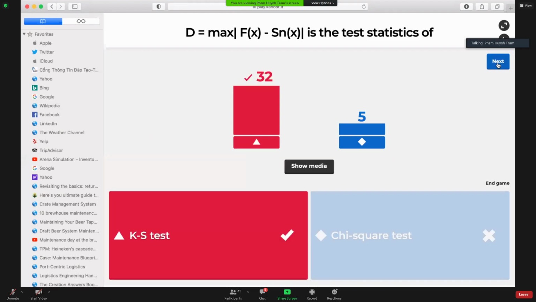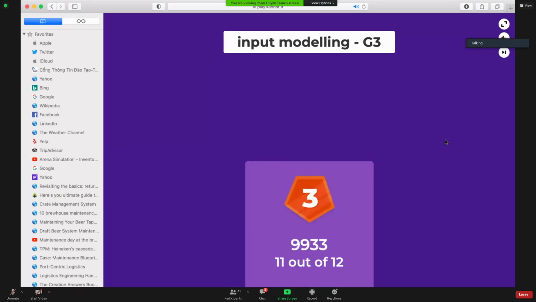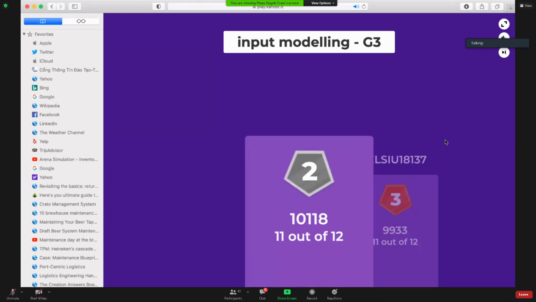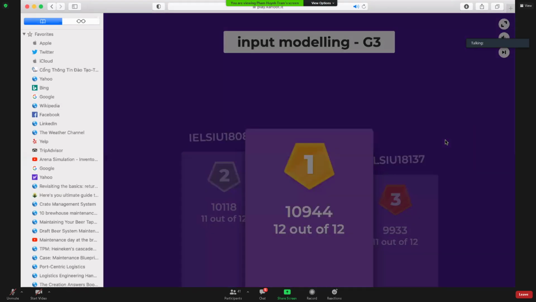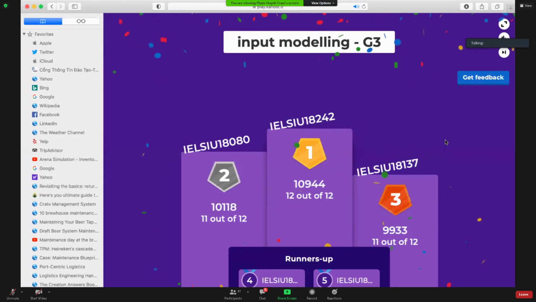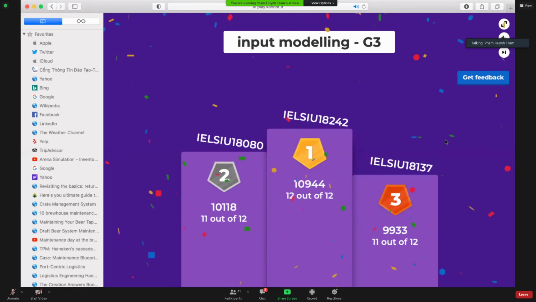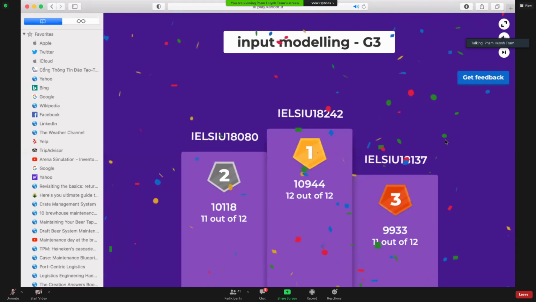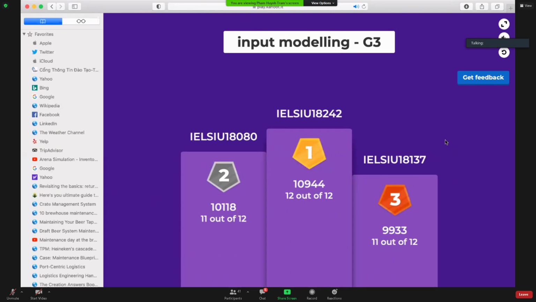So let's see the result of the whole test. All right, I will give the bonus score to the 3 winners here. Let me take note: 18242, 18080, and 18137. The rest who played the game also got 1 point bonus, but the 3 top winners will get 2 points bonus. Okay, this is bonus. Okay, well done, class.